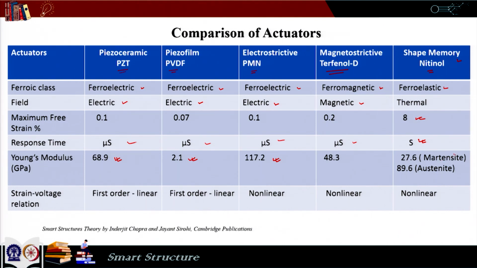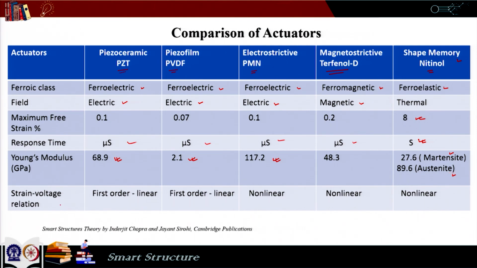The shape memory alloy remains in two phases, martensite phase and austenite phase. Again we will look into what this phase means when we talk about shape memory alloys in detail. We have seen that shape memory alloy comes back to its original shape, and that is possible because it does a phase transformation. Among these two phases, martensite has a much lower elastic modulus, 27.6 gigapascal, and austenite has a much higher one, close to 90 gigapascal.